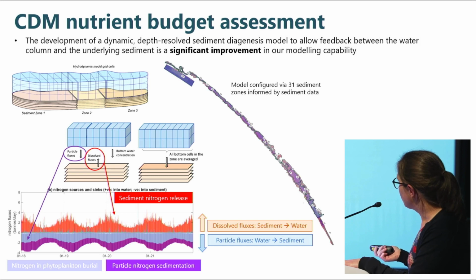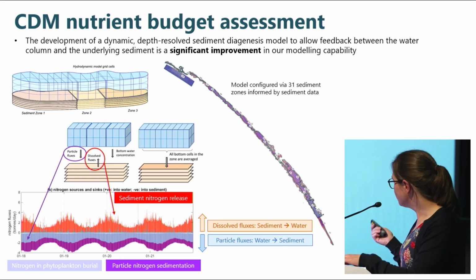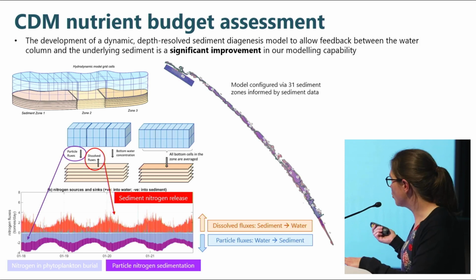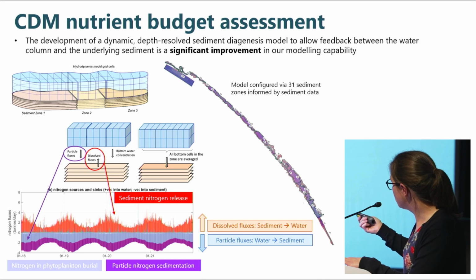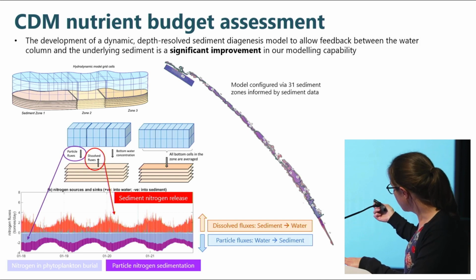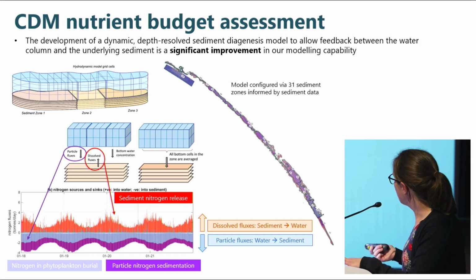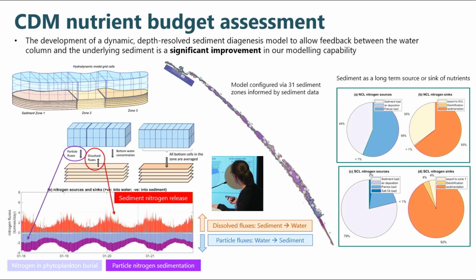So you can see there that we've got an example here for nitrogen. In the red, that's sediment releasing nitrogen up into the water column. So that's the sediment dissolved fluxes, sediment up into water, and particle fluxes is water down into the sediment. We can also look at the sediment's ability as a long-term source or sink of nutrients. And you can see in the bottom right-hand there that the South Lagoon is a major nitrogen sink in the sediment.